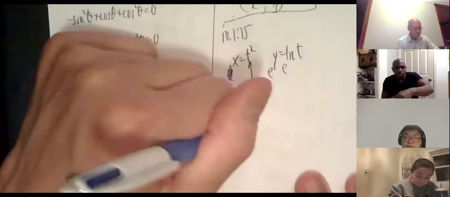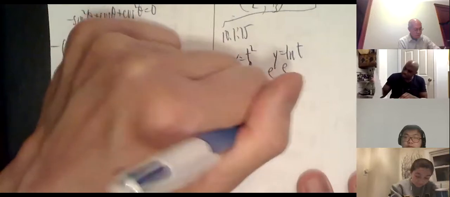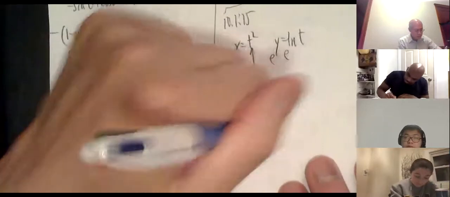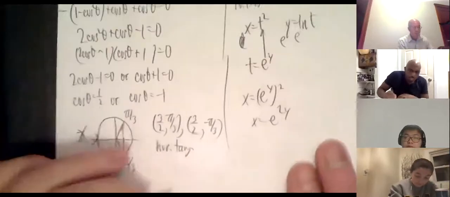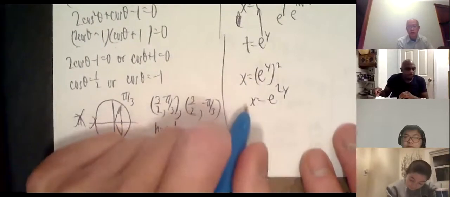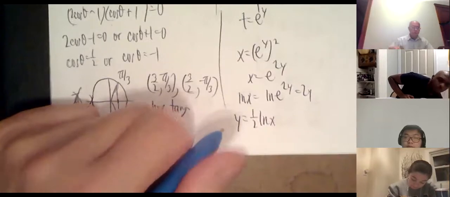And plug that into here. So x is equal to e to the y squared, or x is equal to e to the 2y. That's true, but we're more comfortable with y as a function of x. So let me take the natural log of both sides. ln x equals ln e to the 2y, which equals 2y. So y is equal to 1/2 ln x. Okay, so we should be more comfortable with that.